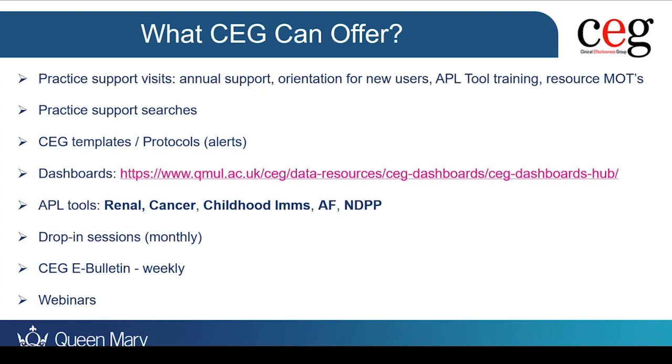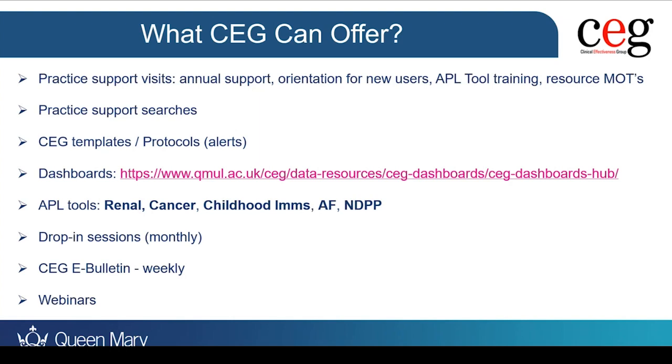And we do provide resource MOTs, that would be myself and Billy coming in if you needed us to go through your old CEG templates and archive them for you. We can do that, as well as your searches, because as we well know, as time goes by, we end up with lots and lots of searches within EMIS, and it does then clog up the system and make it run slower. So that's what our resource MOTs are. We provide you your practice support searches, and if we do make any updates, we do always tell you via our bulletin as well.